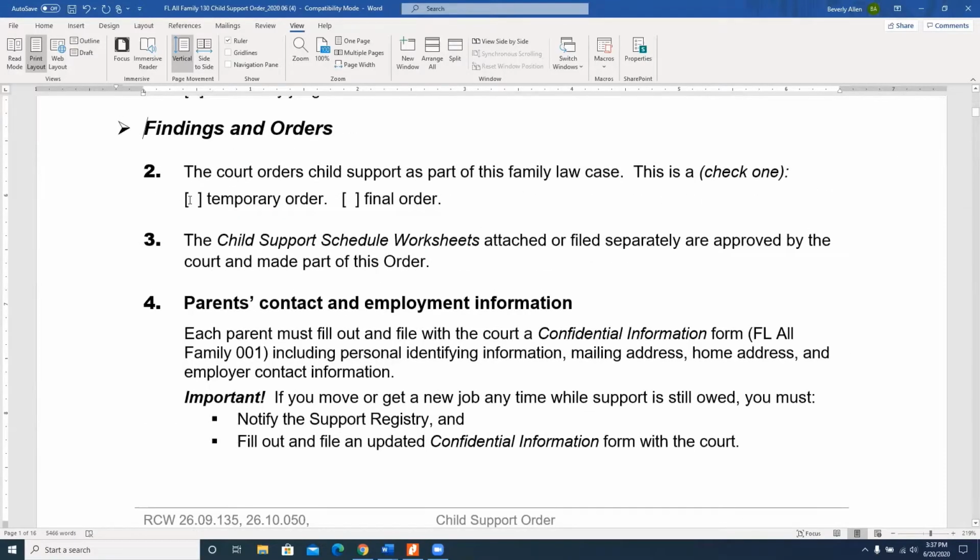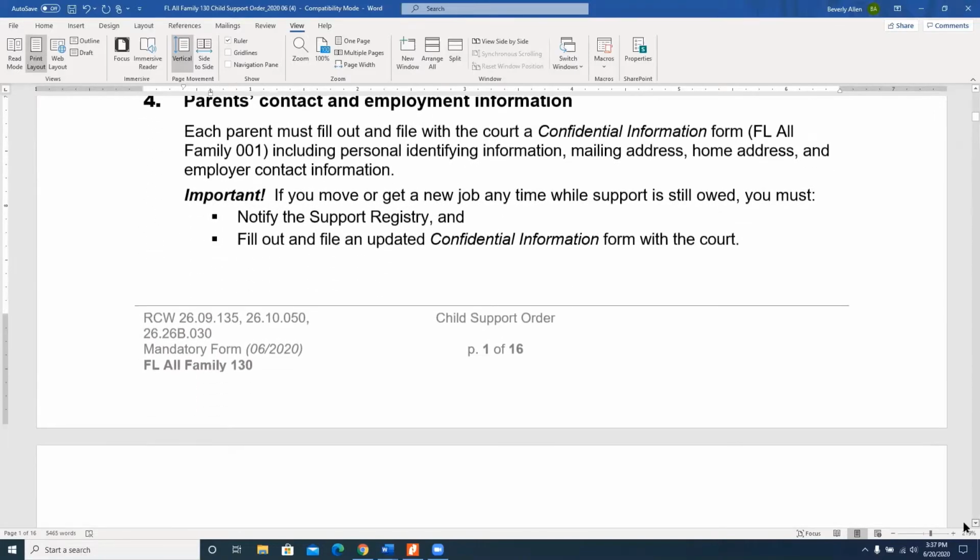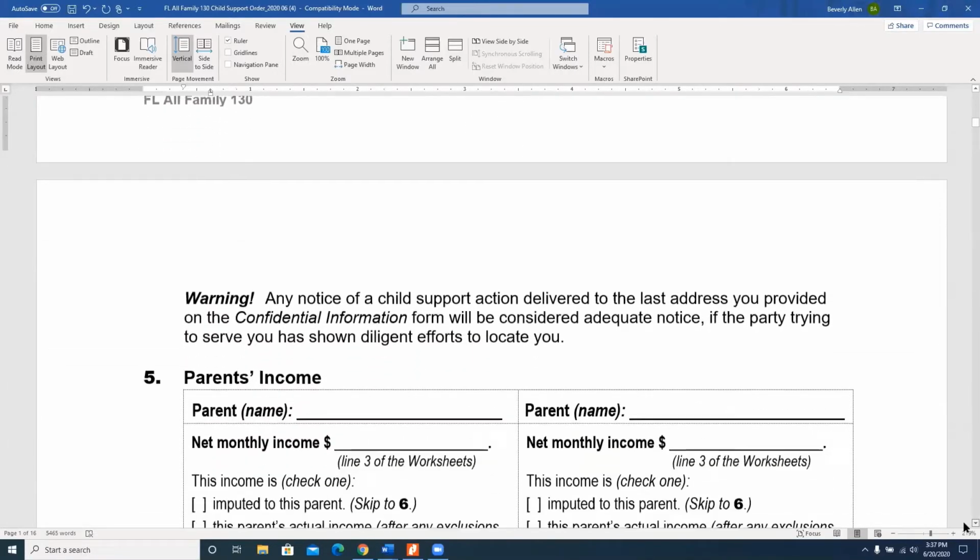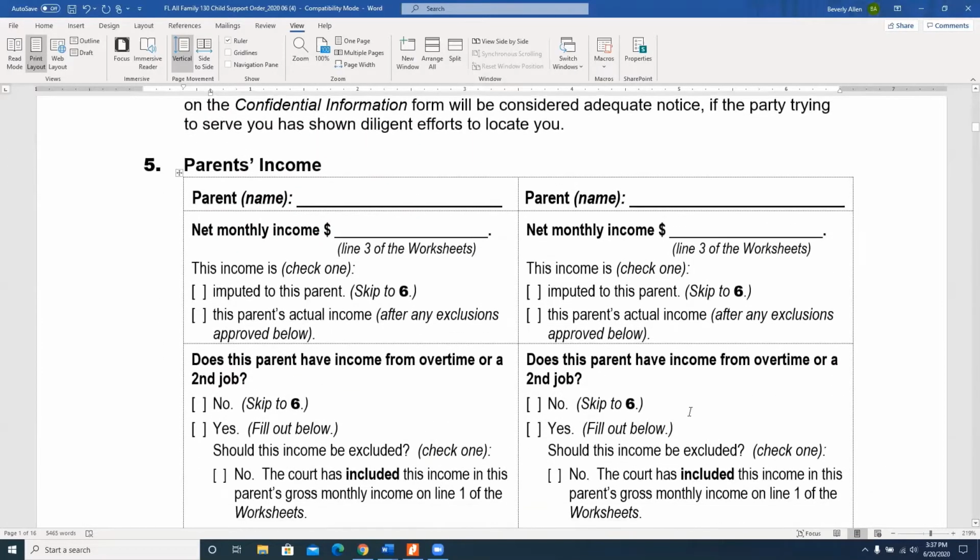All right, so again, this is a temporary order. When you're filling out these orders, by the way, it is very important that you check every box, fill out every section. If it doesn't apply, you need to tell the court that it doesn't apply. All right, so we have Joe and Jane Smith. Joe will be the first parent. Jane will be the second parent.